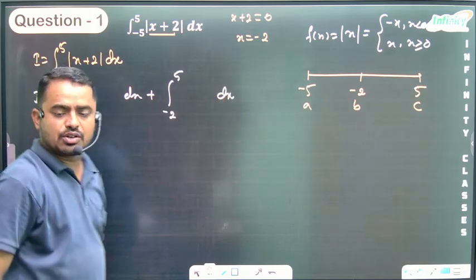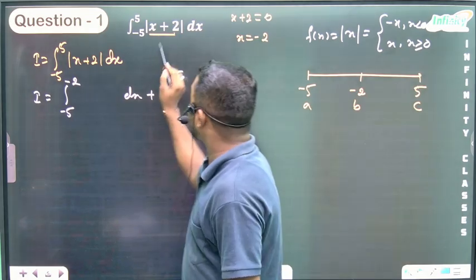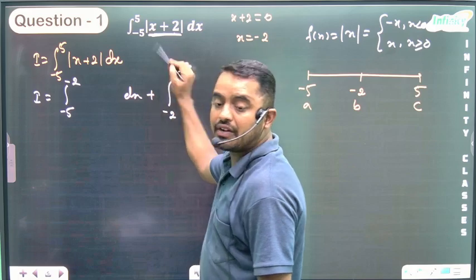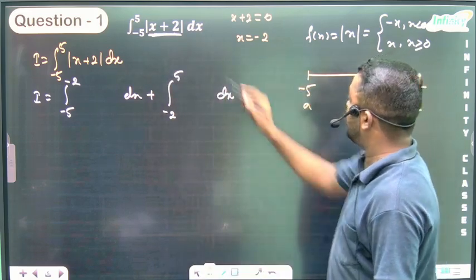Why I am not writing the function here is because we are going to decide when it opens positively and when it opens negatively. In this interval, see here, mod of x plus 2.